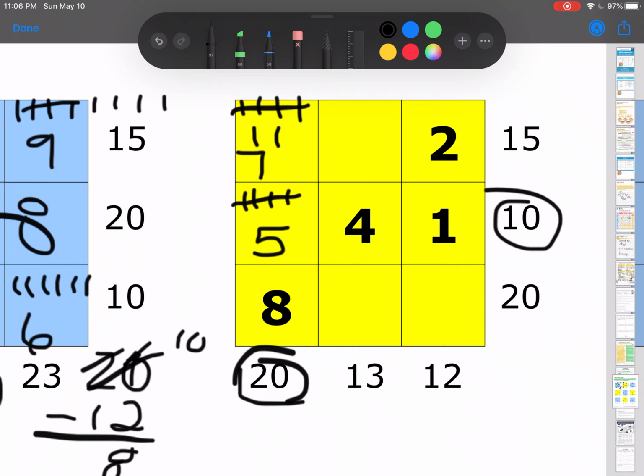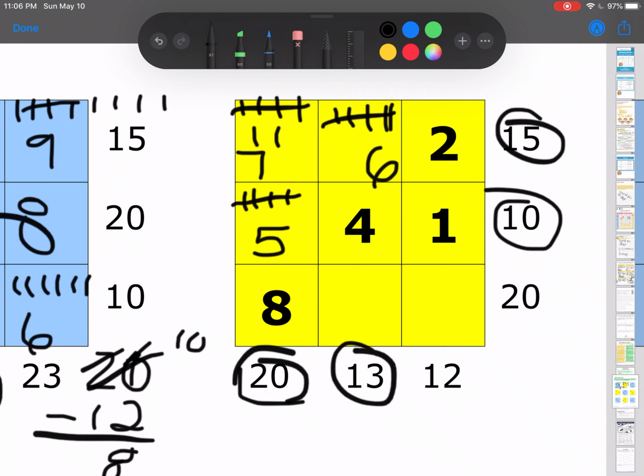7 plus 2, that's 9. I need to get to 15, so 9, 10, 11, 12, 13, 14, 15. I put 6 in this box. And 6, let me erase this and put it up here so that way it's easier to see that this is a 6. 6 plus 4 is 10. I need to get to 13, so 10, 11, 12, 13. Put 3 in this box.